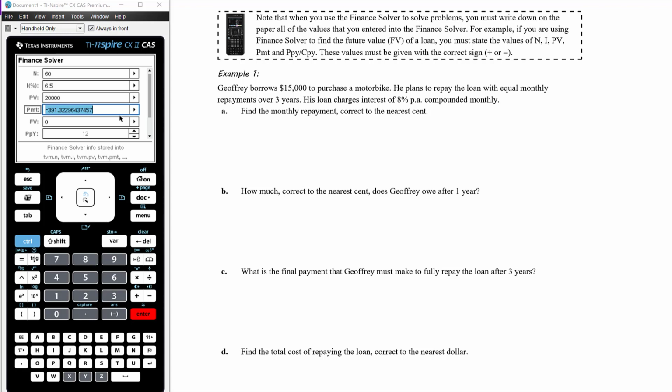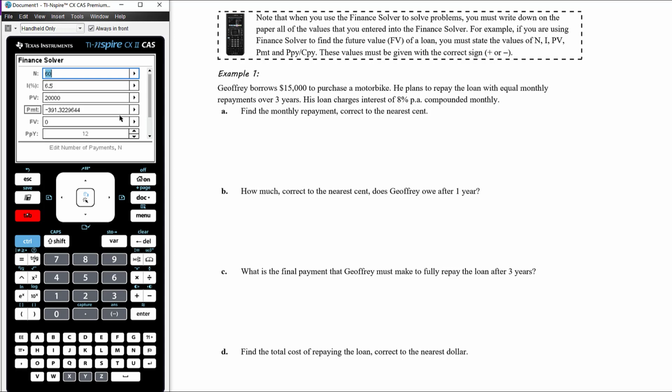Jeffrey borrows $15,000. So you'll find every time you open Finance Solver, it'll still have the numbers in it that you used last time. That's fine, you just edit them and change what you need. Jeffrey borrows $15,000 to purchase a motorbike. He plans to repay the loan with equal monthly repayments over 3 years. His loan charges interest of 8% per annum compounded monthly. Part A, find the monthly repayment.